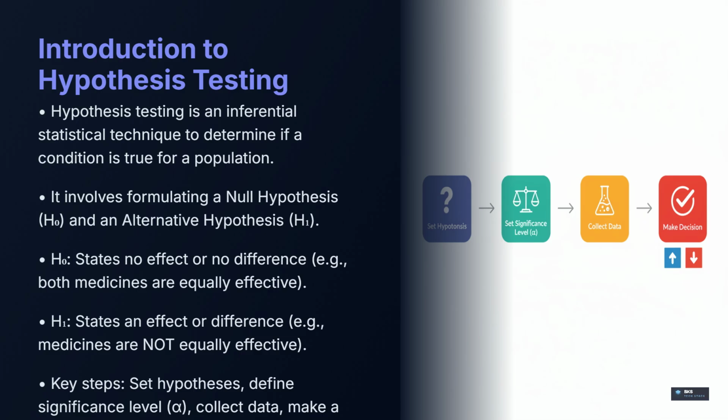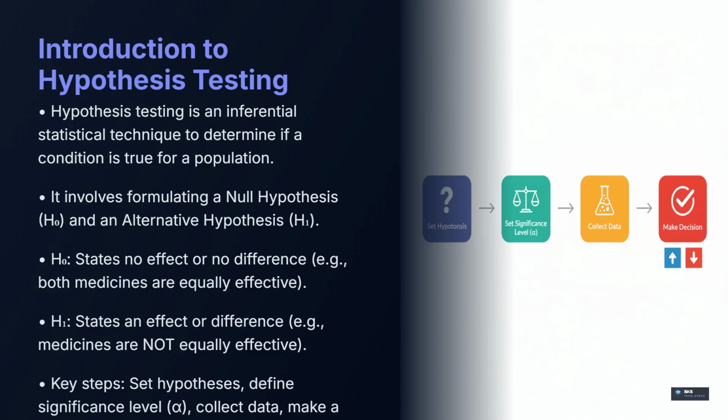The process involves several key steps. First, clearly setting your null and alternative hypotheses. Second, defining a significance level, often denoted by alpha, which determines how much evidence we need to reject the null hypothesis. Third, collecting and analyzing your data. And finally, making a decision.